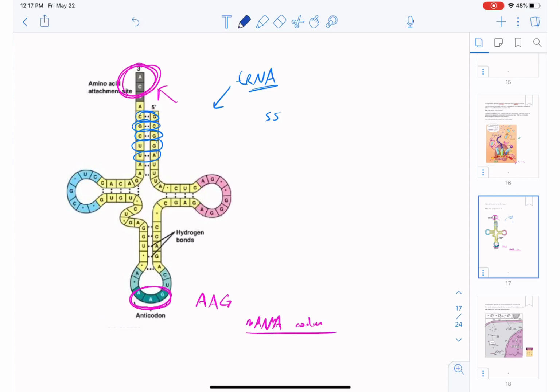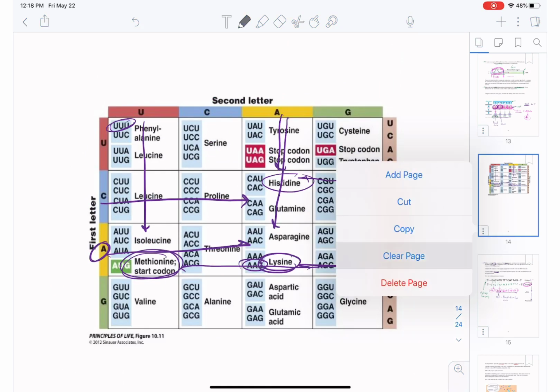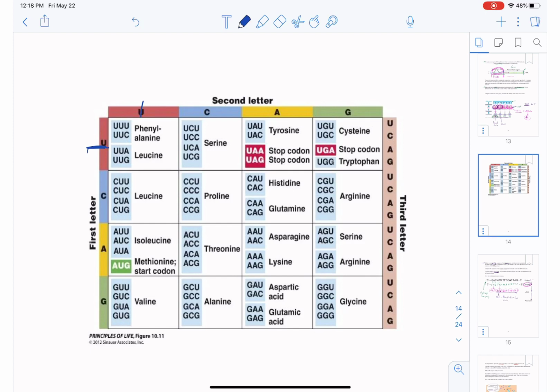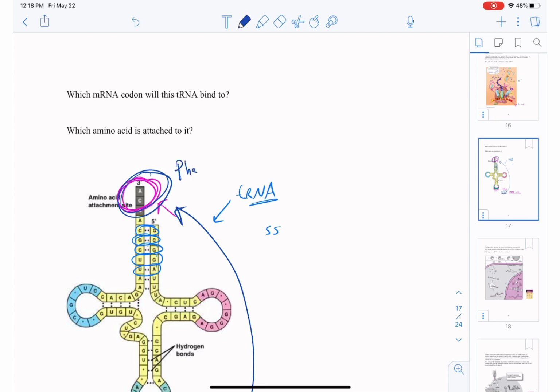Let's start with the mRNA codon. What's the mRNA codon that this anticodon is going to bind to? It's complementary, so it's going to be UUC. Next question, what amino acid is going to be attached to this tRNA? Well, remember that it's the mRNA codon that contains the instructions to add a specific amino acid. So we're going to use the mRNA codon and go to that codon chart to figure out what amino acid is going to be there. And if we do that, we have UUC. So the specific amino acid is going to be phenylalanine.